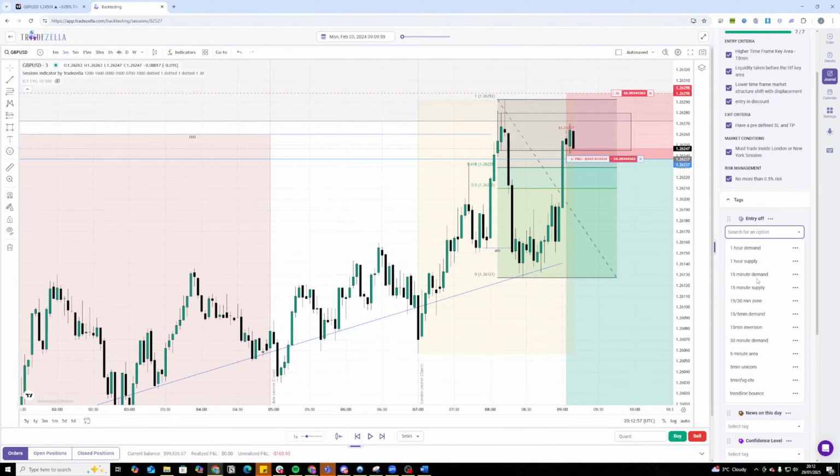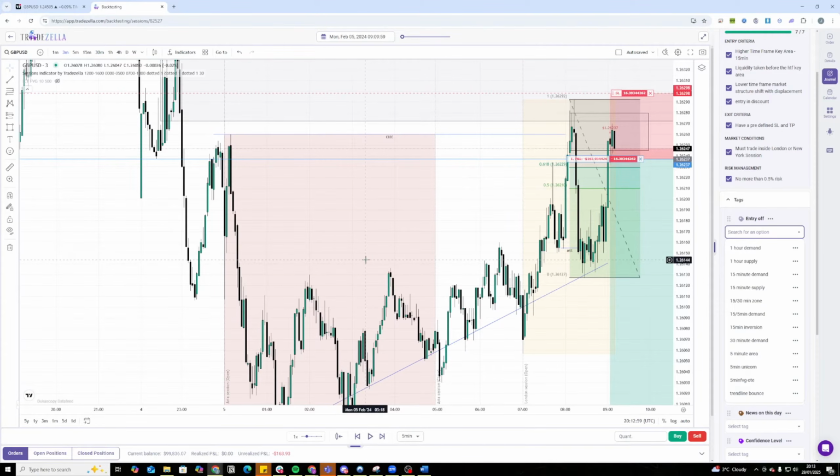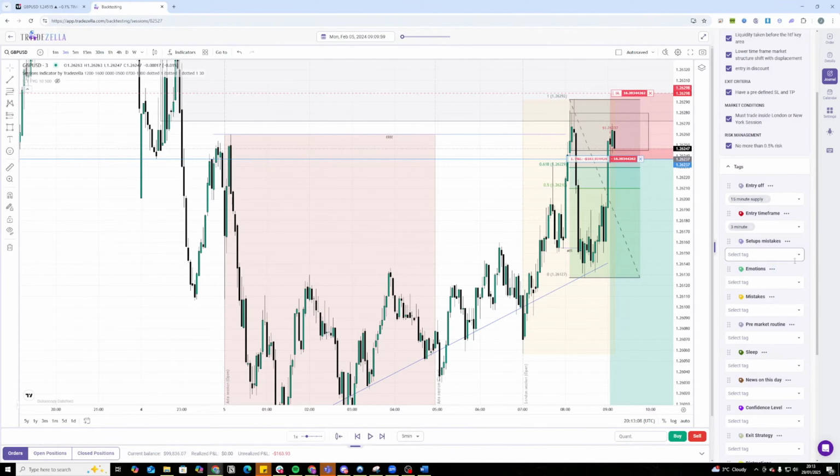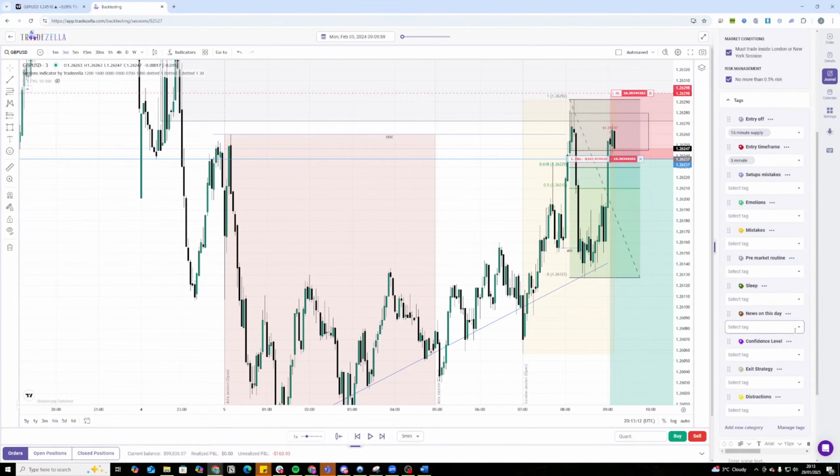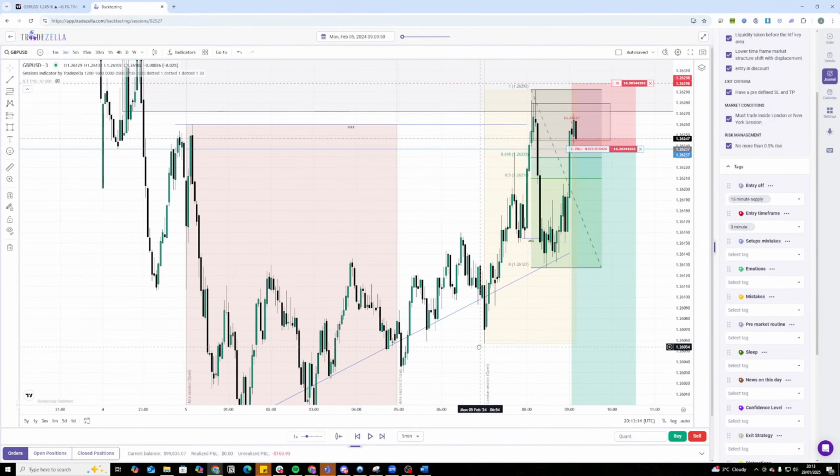So I'm going to mark each one of these setups, so after when I go through this, I can go through my tags and really get into my data a lot more effectively. So 15-minute supply, entry time frame I entered on the 3-minute. I don't need to do any of this yet. Yeah, this is all fine.